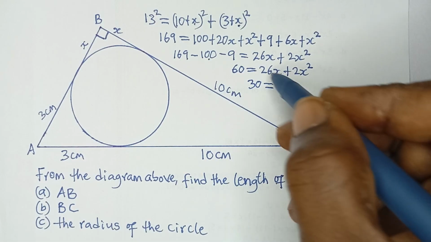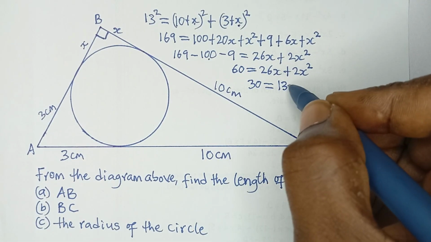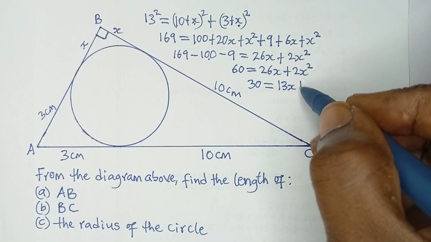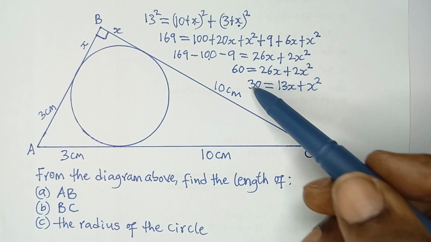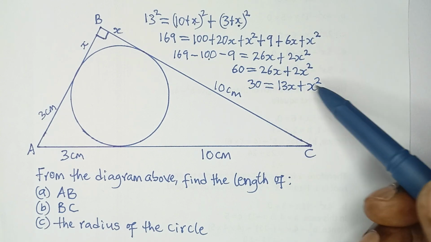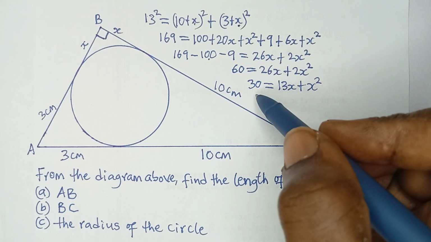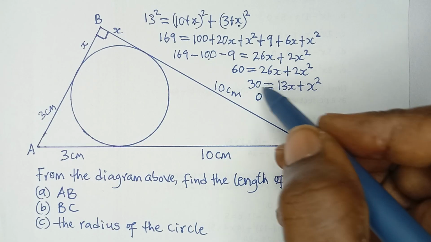And that will be equal to 26x divided by 2, which gives us 13x. And then 2x squared divided by 2 gives us simply x squared, plus x squared. So now this is a quadratic equation. So let me take this 30 to the other side. So this side remains 0 now if I'm removing 30 from here. So what will be left here is 0.